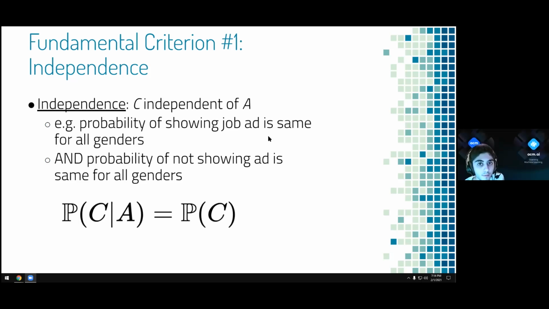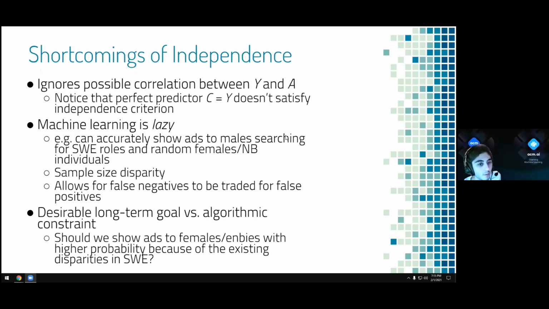So this is the first example. Let's talk about some problems with this. There's a lot of words on this slide. Don't worry about it too much. Most of this we've already touched on in some way, but let's break it down. I'll just focus on one main thing on this slide, which is that machine learning is lazy.